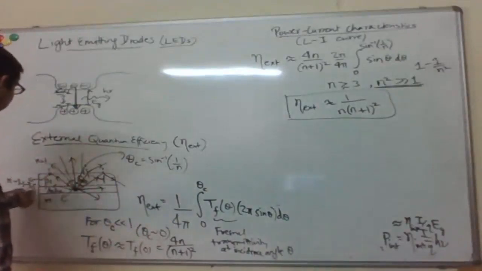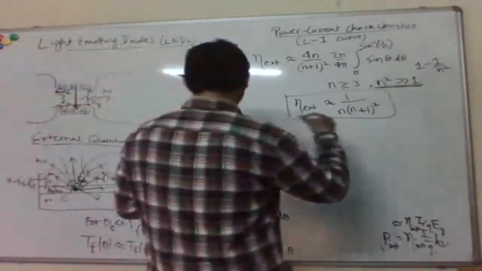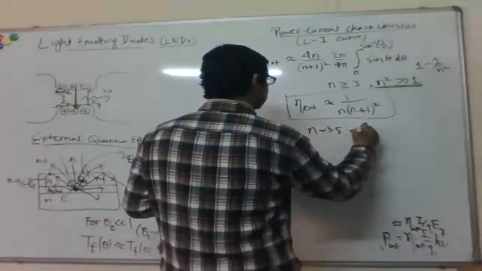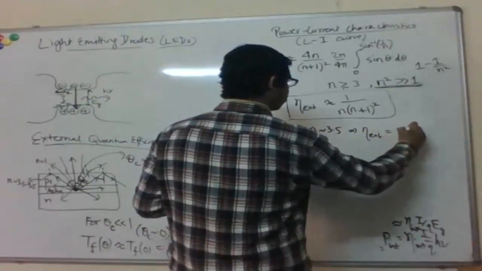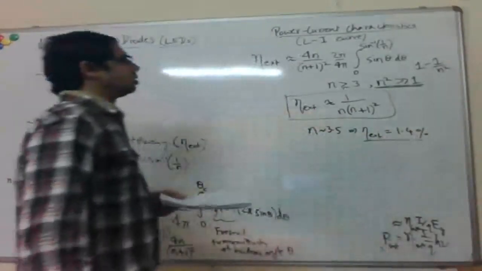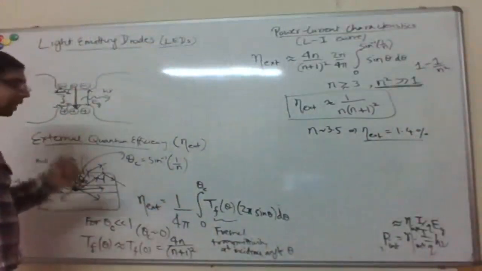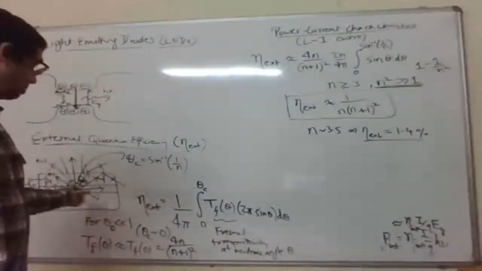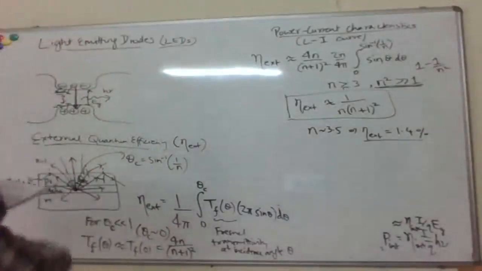And for these 3-5 devices, this n is actually pretty large. So if you put, for example, n equal to 3.5, this number comes out to be only like 1.4%, 0.0014, right? Which is very small. So you can see roughly 1% of the total light being generated is coming out. So that's really poor, right?